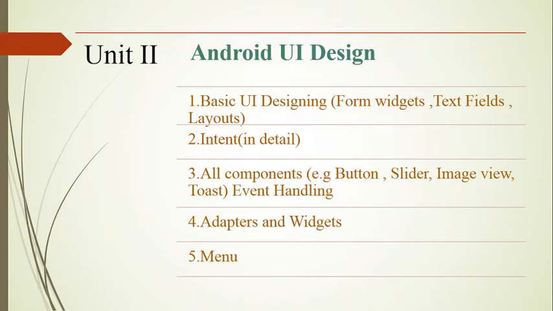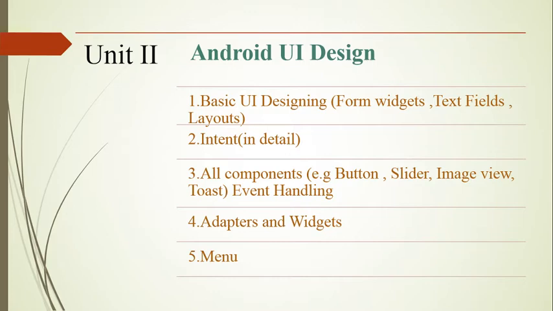Then components. The View is the base class for all UI components in Android. TextView, EditText, Button, ImageButton, text box, radio button. These are some basic views that enable you to display text information as well as perform some basic selection.